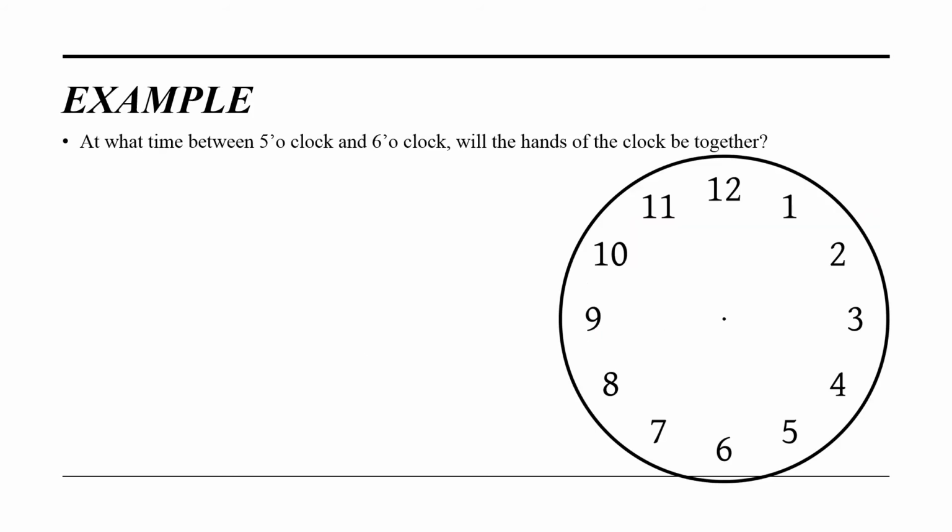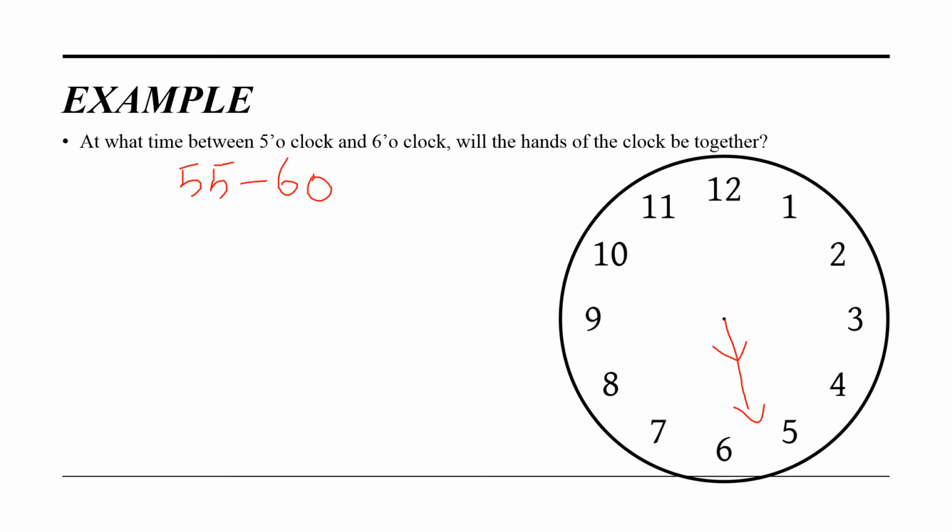In this problem, they ask you to find at what time between 5 o'clock and 6 o'clock the hands of the clock will be together. We know that between 5 and 6, at some point the hands of the clock will be together. That is, the minute hand and hour hand will point towards the same minute space. We want to find that timing. For this, we need to use the previous note: 55 minute spaces are gained by the minute hand in 60 minutes. We are going to use this.